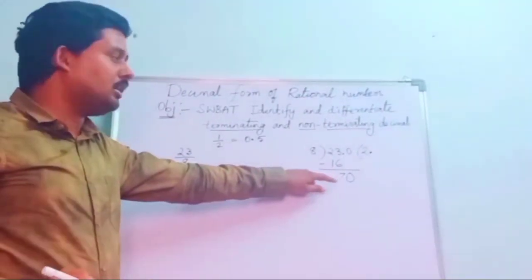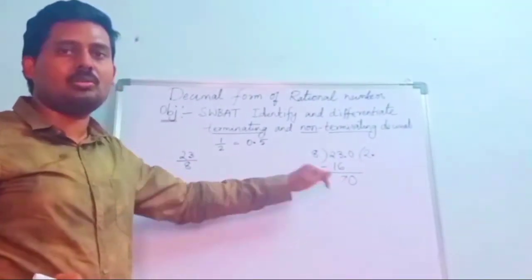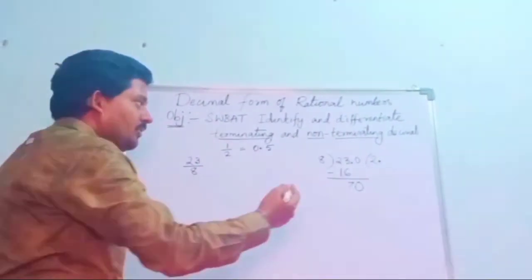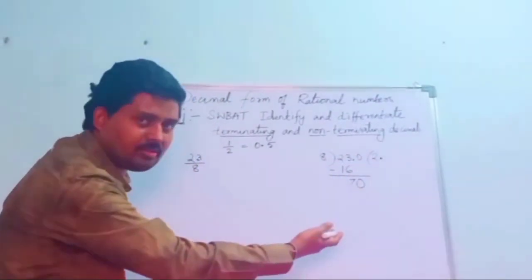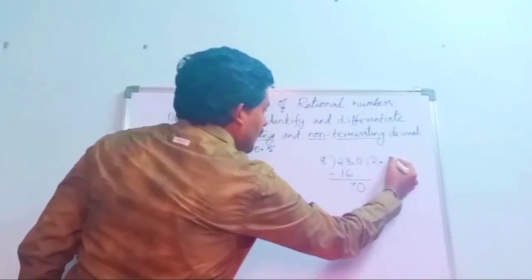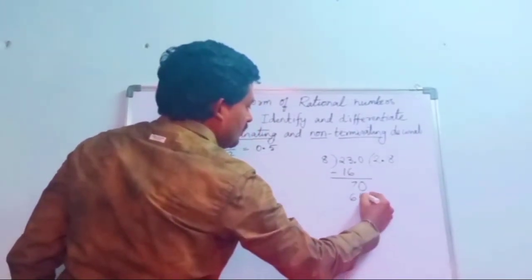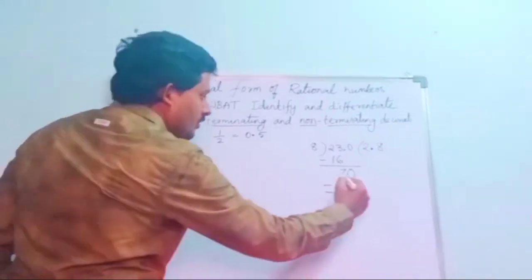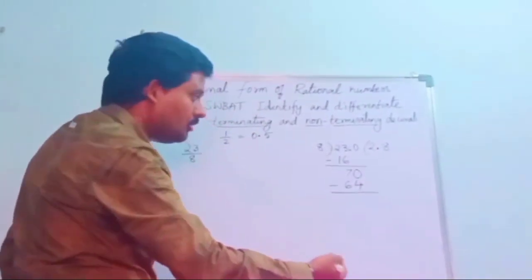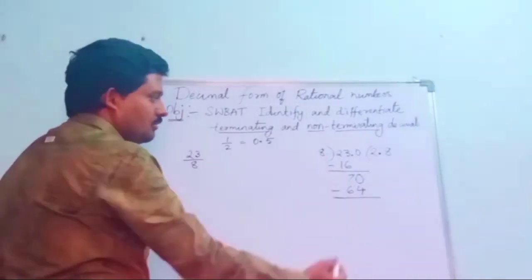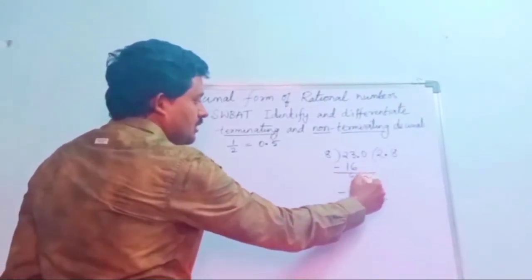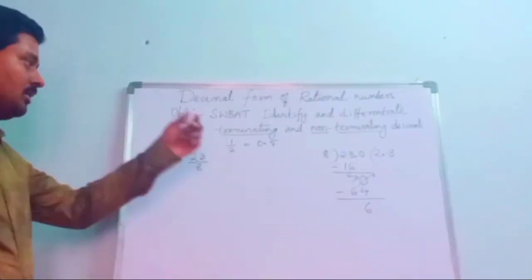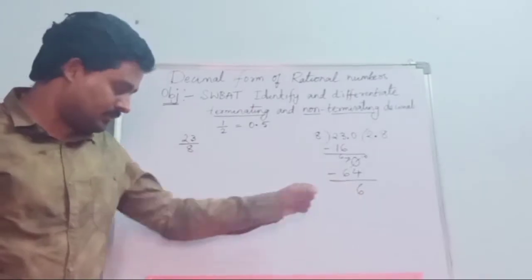So now, what times of 8 is a number closer to 70? 8 7s is 56, 8 8s 64, 8 9s 72. So can we take 72? No. So 8 8s is 64. Now again we will do subtraction. 70 minus 64, we will take the remaining as usual, borrow. 0 minus 4, we cannot do that, so 7 becomes 6, 0 becomes 10, 10 minus 4 is 6, right? 6 minus 6 is 0. So now we got 6.